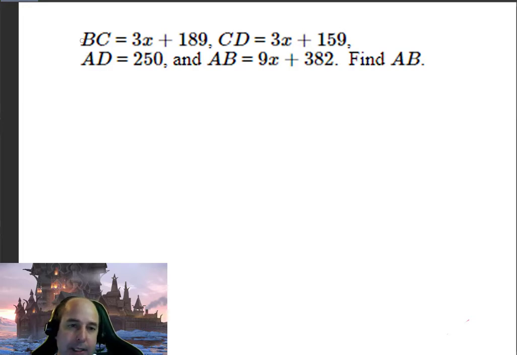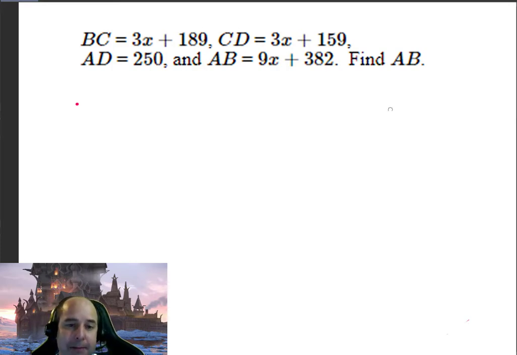But I want you to draw pictures. If you're struggling, draw pictures. Even if you're not struggling, it's just a good habit. When you do engineering design and stuff like that, you will be drawing pictures all the time. So you might as well just get used to it, right? Anyway, moving on.